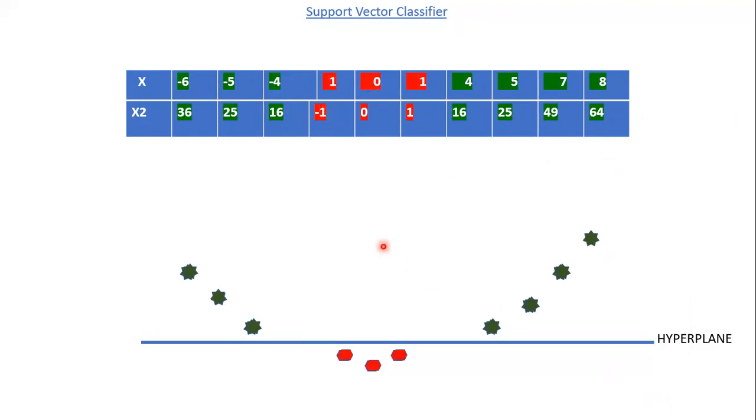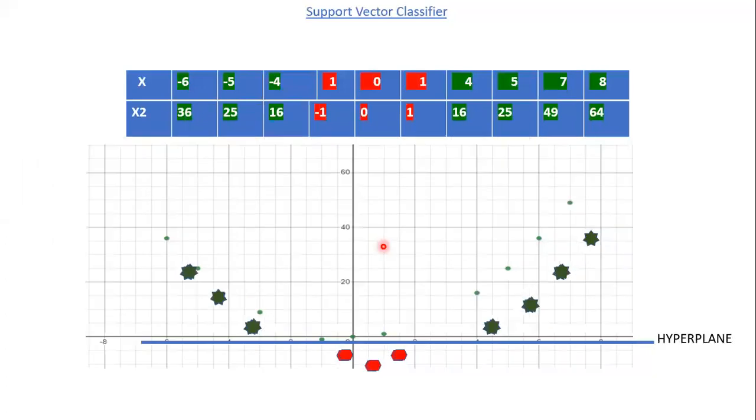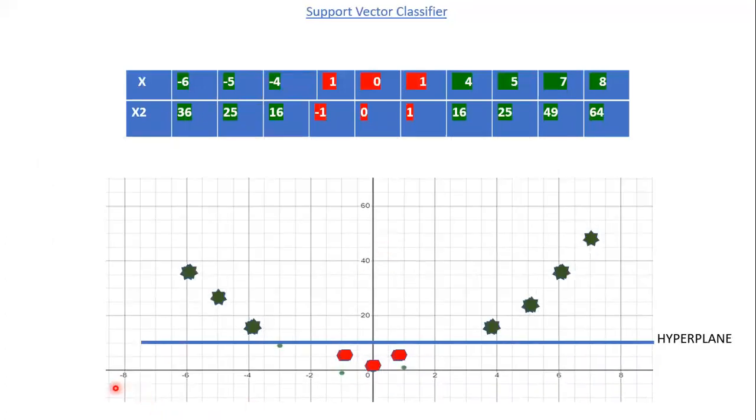When we plot it on the graph, it looks like this. We have the negative data points and the positive data points, and here we can see the red points are lying under this, and the green points are lying on the positive and the negative sides. Now we are able to linearly separate the data, and this line is called a hyperplane.